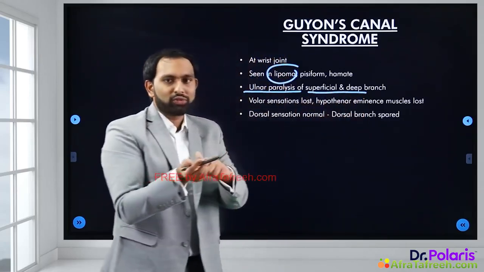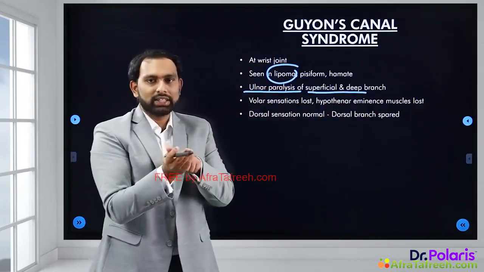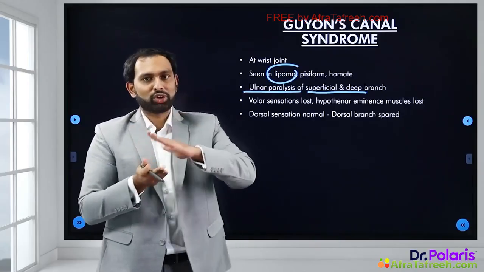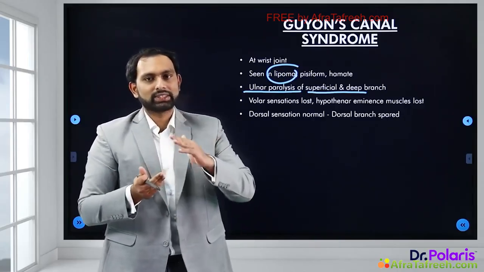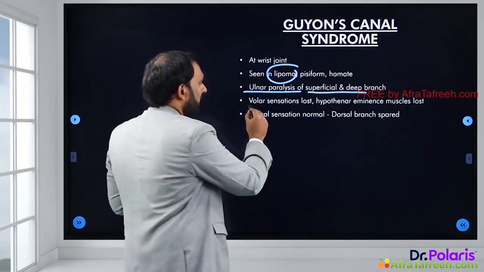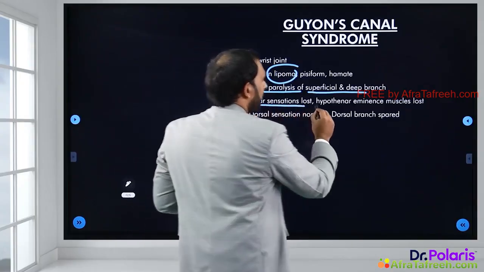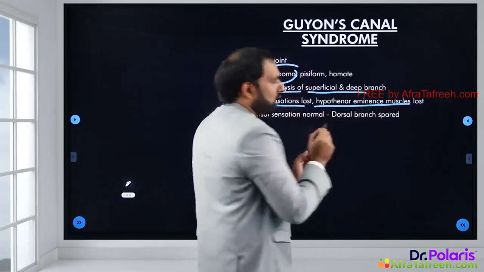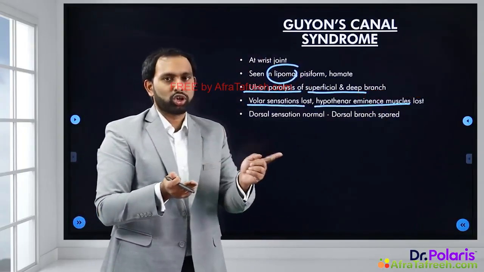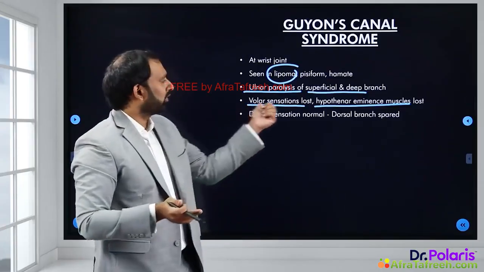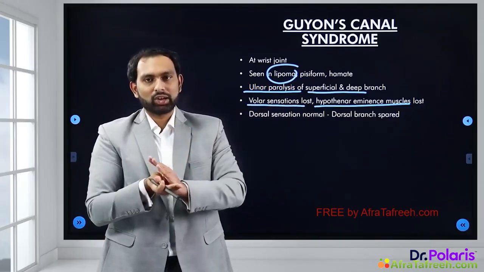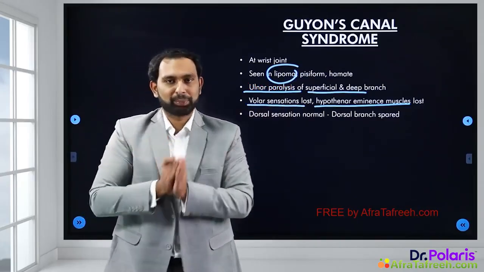So you know that after it passes the Guyon's canal, it gives out a superficial branch and a deep branch. So when there is compressive neuropathy at the Guyon's canal, both your superficial and deep branches are affected. Volar sensations are lost, and hypothenar eminence muscles are lost. You know that the hypothenar muscle is supplied by the deep branch, so that is also lost because the deep branch is gone, and even volar sensations, which are given by these digital branches, are lost because the superficial branch is also compressed.